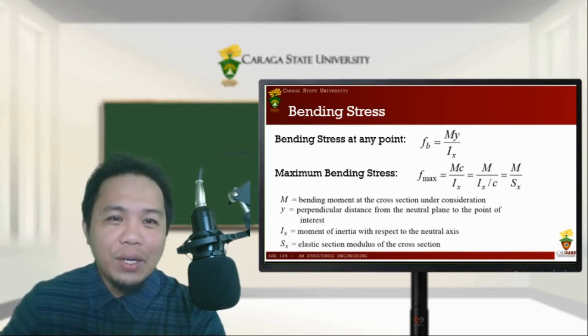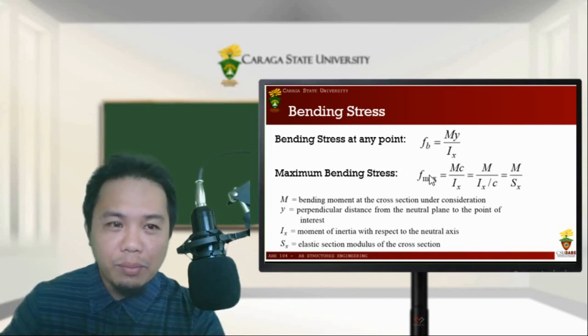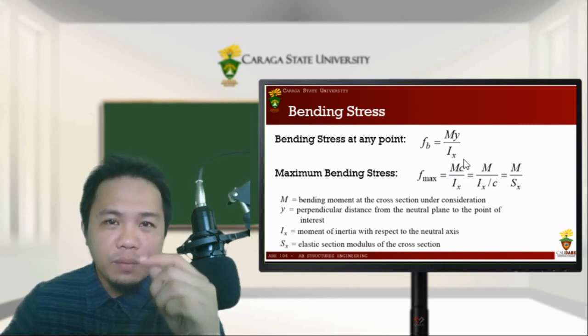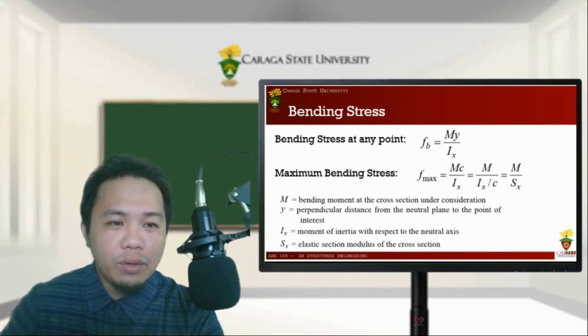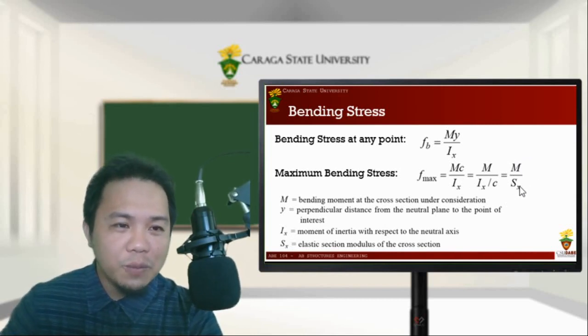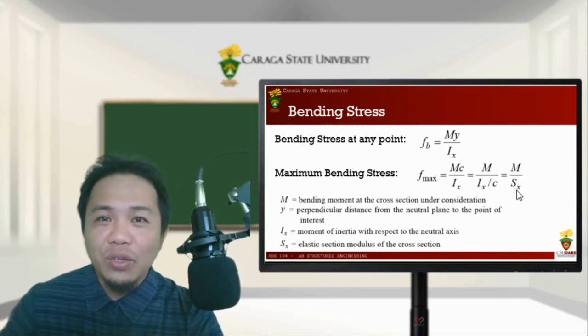So neutral. Okay, to calculate the maximum bending stress, we have this formula: f max, or the maximum bending stress, is Mc over Ix. We substitute y with c, where c is the distance from the neutral axis to the outermost fiber of the beam cross-section. From the derivation, we also have this formula, where the stress is the moment over Sx, in which Sx is the section modulus.